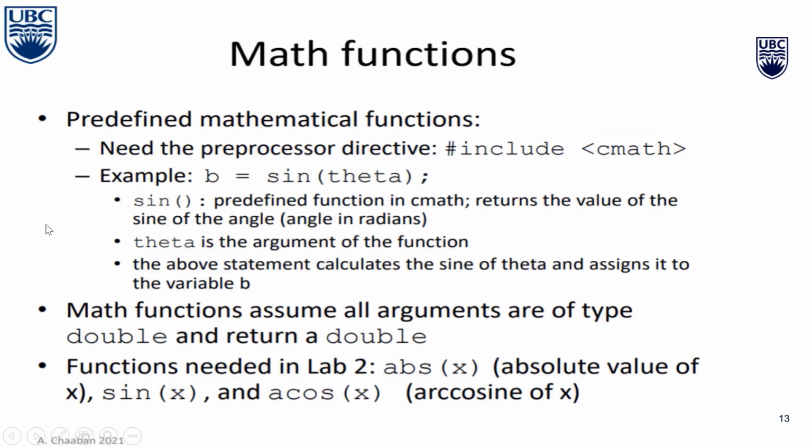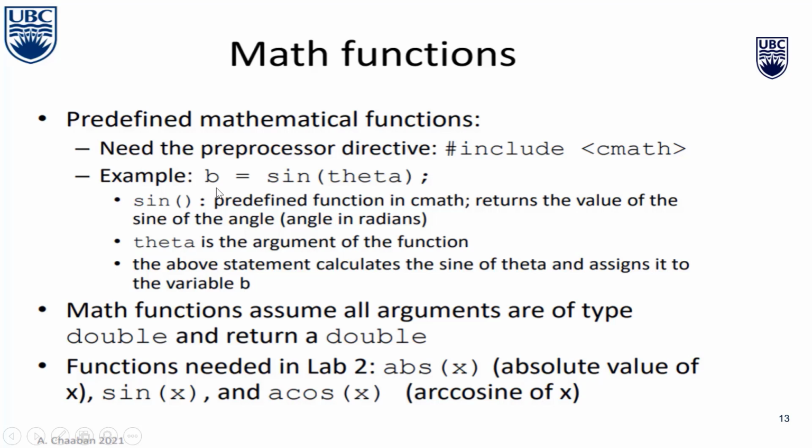Now we will define the math functions. We use math functions as sometimes we need to use some functions such as the sine function, the cosine function, the absolute. So in order to be able to use these mathematical functions, we must use the preprocessor directive cmath. For example, to use the sine function, the cosine function, or the absolute function, I must use the preprocessor directive #include cmath.